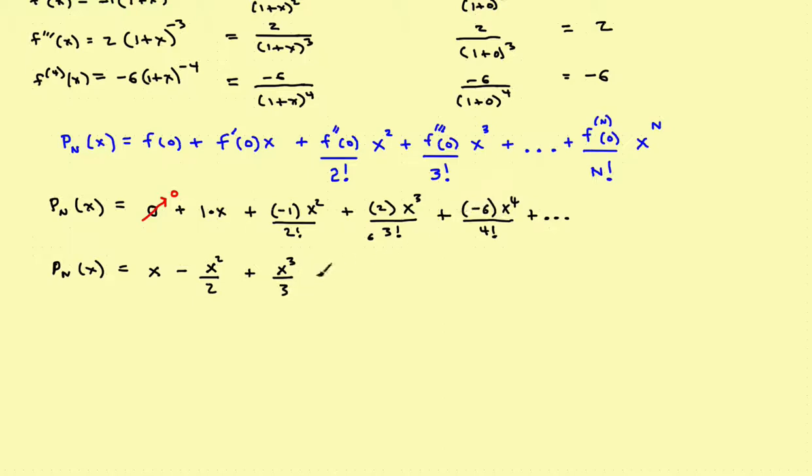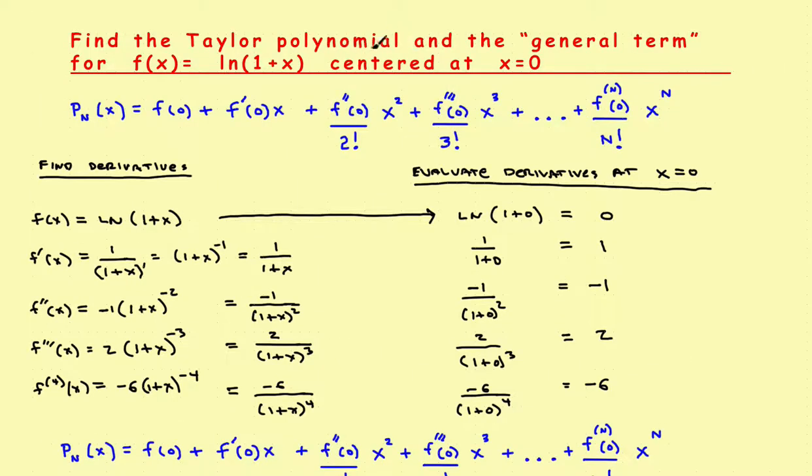Then you've got minus, so this next term is going to be a negative. And again, 4 factorial is 24. So 6 divided by 24 would be 1/4. So this will become x to the 4th divided by 4, then plus, and so on. Now, one of the requirements for the problem, let's go back up to the beginning, was in addition to finding the Taylor polynomial, which we've got, find the general term. So let's go ahead and do that.